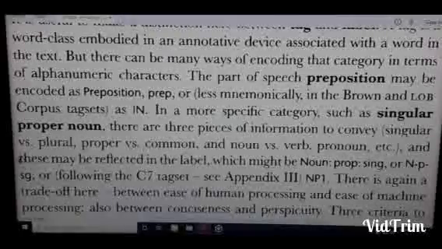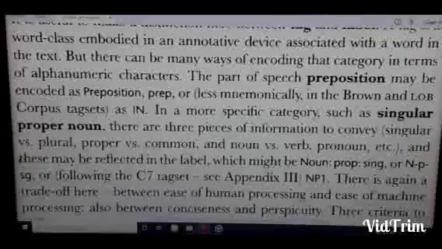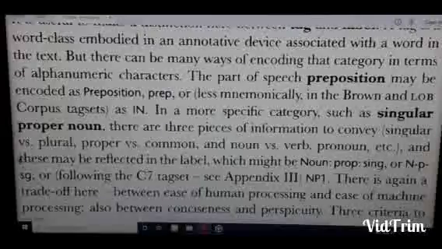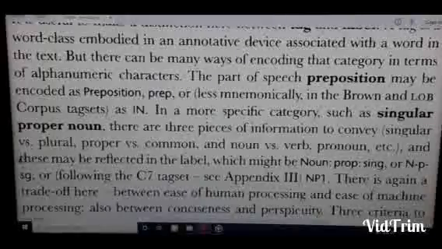IN. In the more specific category, such as singular proper noun, there are three pieces of information to convey: singular versus plural, proper versus common, and noun versus verb, pronoun, etc. And these may be reflected in the label, which might be noun, prop, sing, or N, P, SG, or following the C7 tagset, see Appendix 3, NP1.